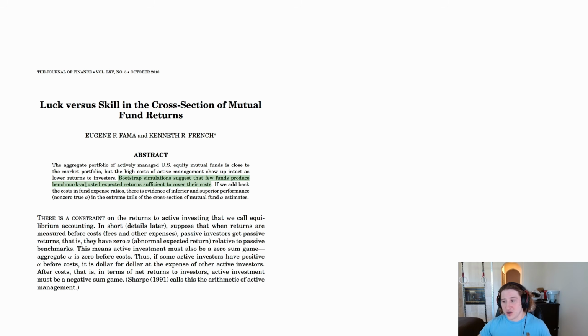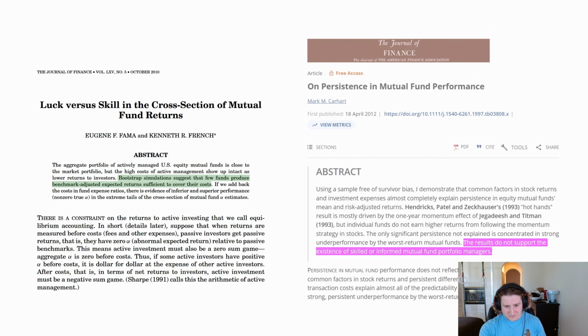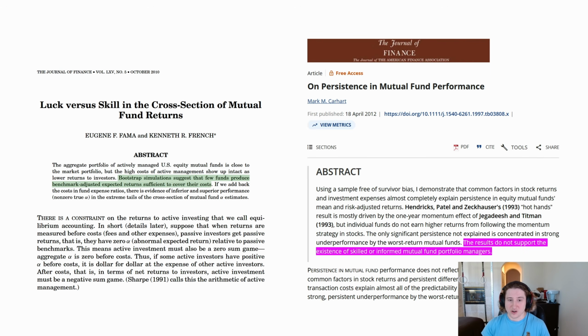Now, we can talk about luck and skill, right? There's this seminal paper, again, published by Fama and French, called Luck versus Skill in the Cross-Section of Mutual Fund Returns. This was, what does that say there, 2010? I thought that was earlier than 2010. Who knows? And then there was this paper published by Mark Carhart. I talked about the Carhart four-factor model. Mark Carhart is the same Carhart. This one was called On Persistence in Mutual Fund Performance.